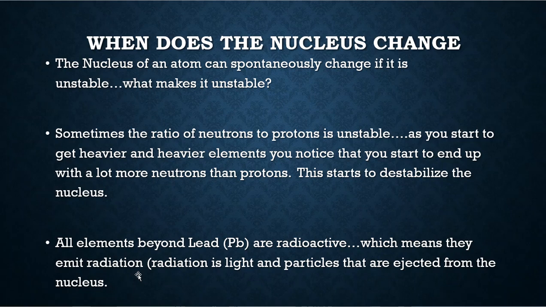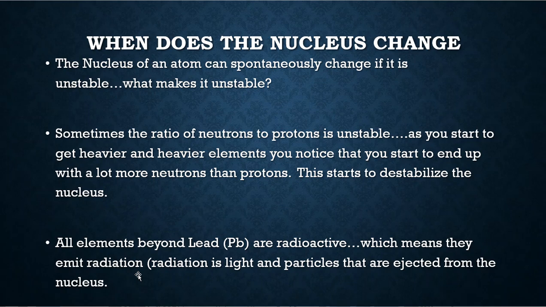So when does the nucleus change? Okay, so the nucleus has the protons and neutrons, and there needs to be a stable ratio of protons to neutrons for the nucleus to be considered stable. And if you look at the heavier elements on your periodic table, you start to notice that there becomes a lot more neutrons than protons. If you look at the lighter elements, most of the common isotopes of the lighter elements, it's like same number of protons, same number of neutrons.